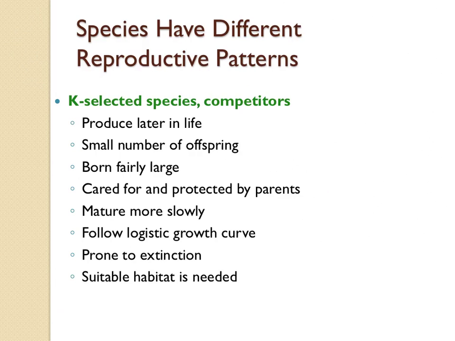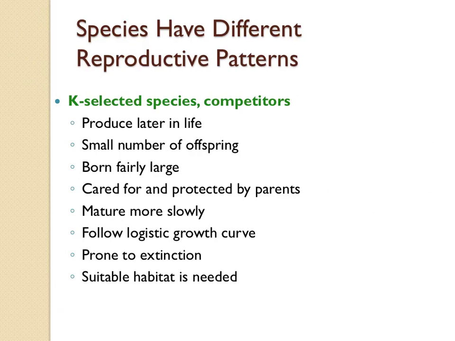The opposite of this is K-selected species, competitors. We are in this classification. We tend to reproduce later in life. Small number of offspring, generally one, if not maybe two, maybe three at a time. That's it. Not thousands like the mosquitoes or flies. Another characteristic of K-selected species is we're born fairly large. Most of you were born 7-8 pounds or so, obviously quite different from little insects.